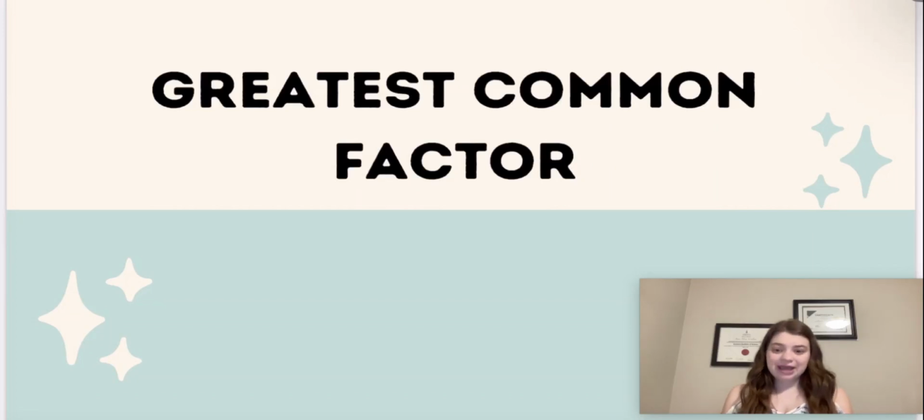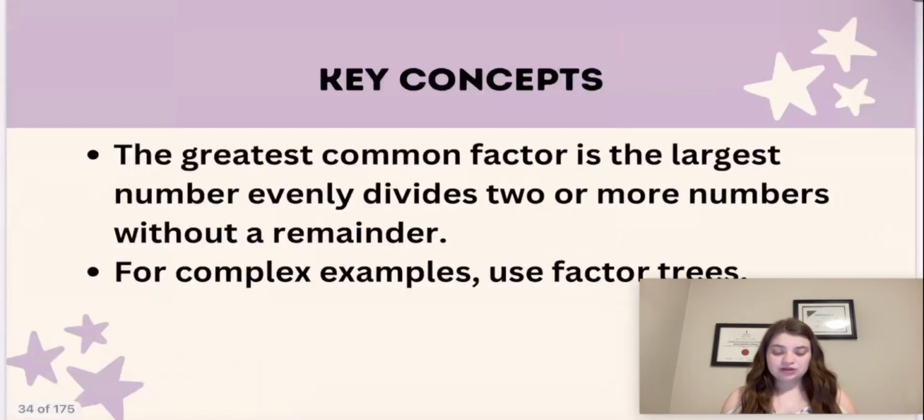Welcome back. Today we're going to be doing some more advanced examples of greatest common factor, one of them being finding the GCF, greatest common factor, of two different numbers, and then the next of finding the greatest common factor of three different numbers. So basically, as a review, the greatest common factor is the largest number that evenly divides two or more numbers without a remainder. And for more complex examples like these, we're going to be using factor trees.